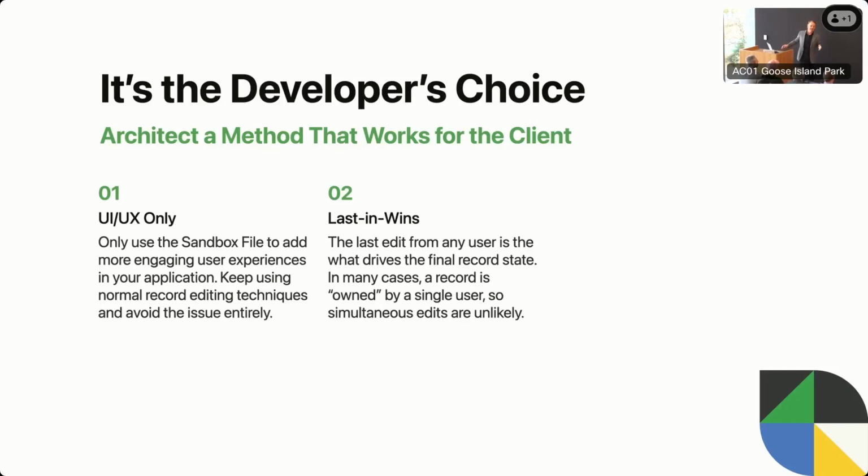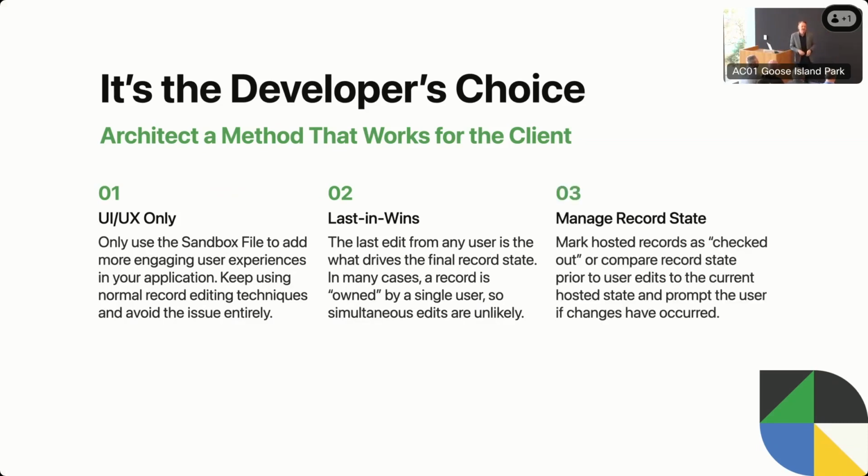What works for us 99% of the time, we found, is just last in wins. I don't know if it's true for your clients necessarily, but let's say you have a project management application. Typically there's a project manager, and so for a given record, there's typically one person really making changes to that record. So the likelihood of two people modifying the same record at the same time we found to be pretty low. So this typically works in most of our scenarios. We might just be lucky. But there are cases where it doesn't work, and then it's really up to the developer to figure out the correct level of effort you want to put into it.